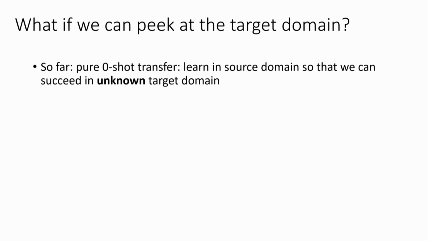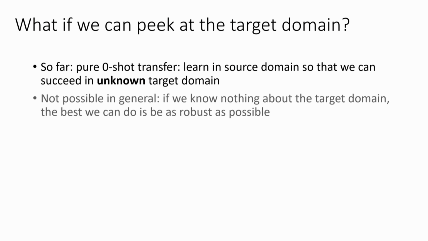So far, we've essentially done pure, in the jargon of transfer learning, zero-shot transfer, which means that you learn in the source domain so that you can succeed in some new unknown target domain. In general, this is, of course, impossible, because if you don't know how the target domain varies, you can't really do much to prepare for it. So maybe you'll train your robot in a randomized simulator, but then it'll be tested like on the moon or something in situations that are just totally different than anything you expected. So you have to assume something about the target domain.